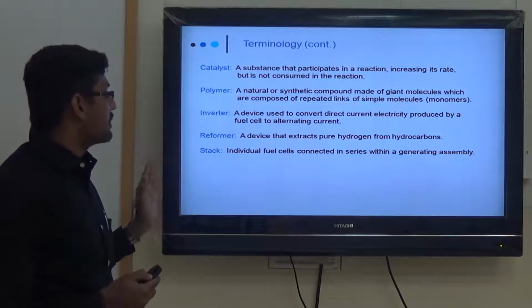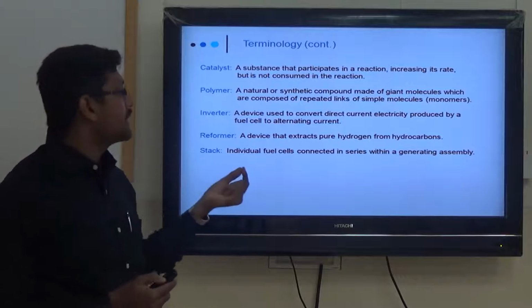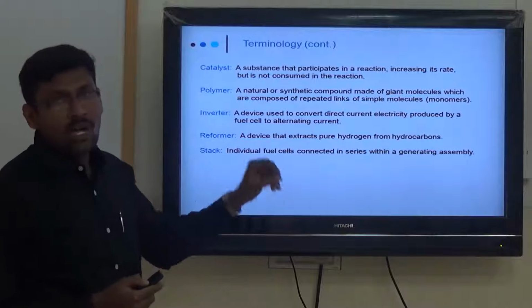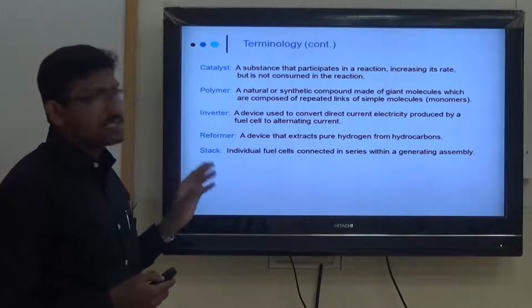Okay, polymer. The next one is a synthetic compound made up of giant molecules, which are composed of small, simple molecules called monomers.